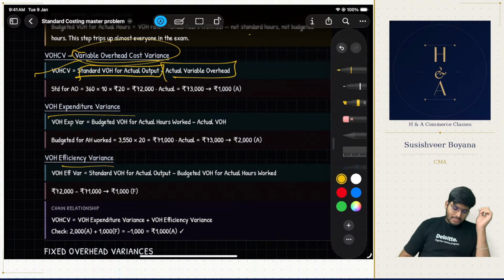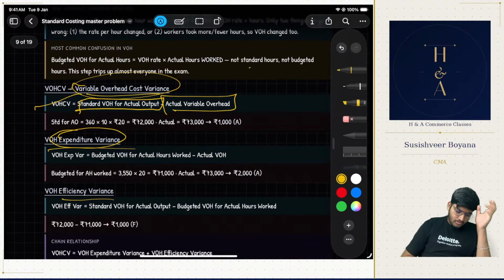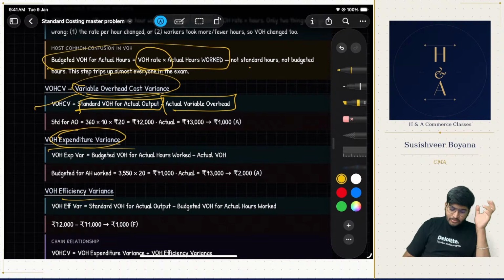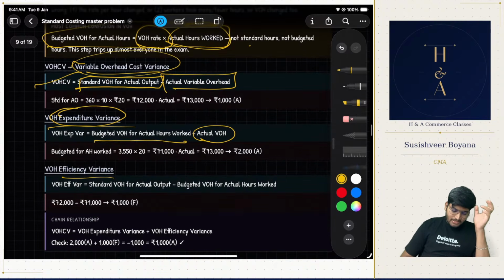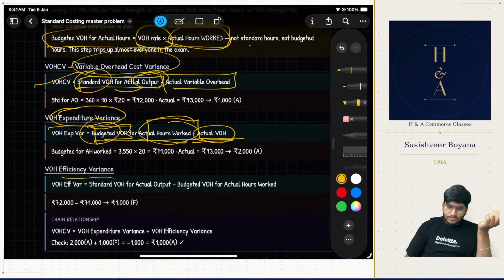Okay. Variable expenditure variance. We're talking about expenditure being varied. What is the expenditure that should have been budgeted? Variable overheads for actual hours, hence budgeted variable overhead rate into actual hours worked minus actual variable overhead. Am I going to compare it with standard for actual output? No, we're not looking at output, we're looking at the number of hours worked. Are we looking at standard? We're looking at the budgeted variable overhead rate, but the actual hours worked, minus the actual variable overhead itself.